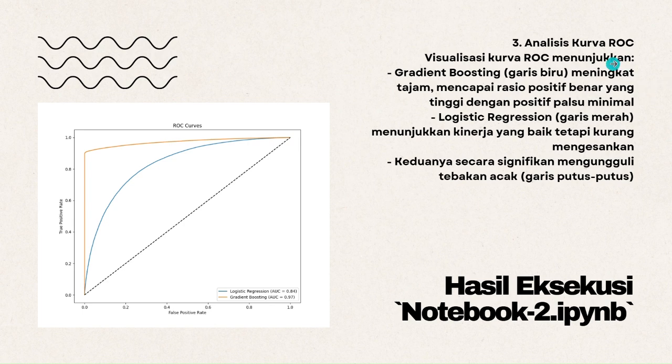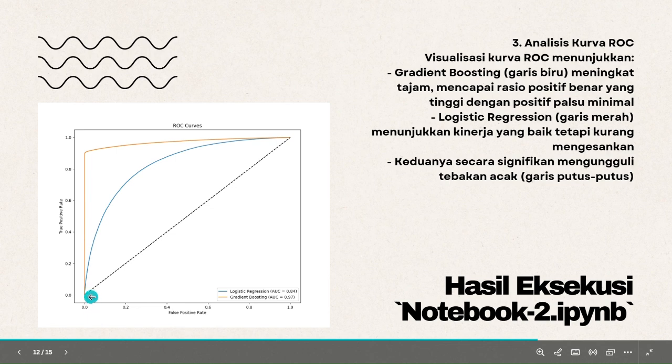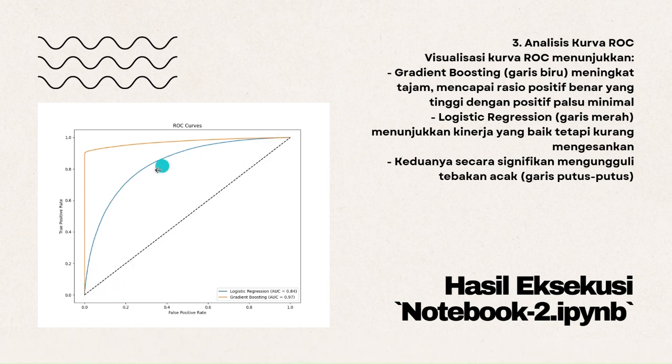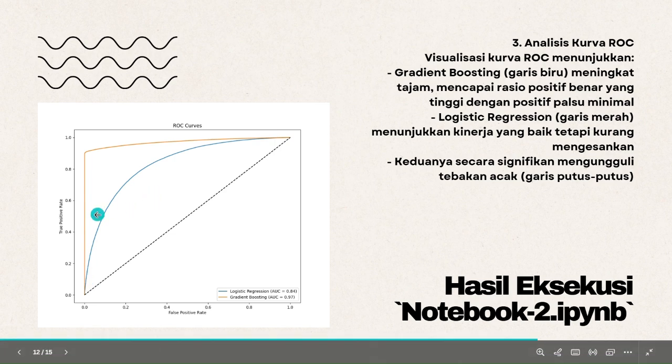So this would be the ROC curve analysis, right? So this one, the blue line would be for gradient boosting, and the red line would be for logistic regression, while the scatter line would represent a random guess. So as you can see here, yes, it has a very high level of accuracy compared to a random guess.